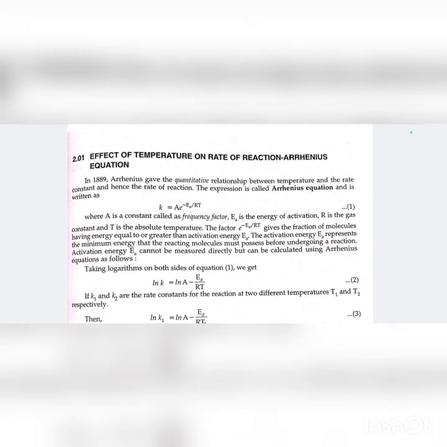Now the next and last topic of this chapter is the effect of temperature on the rate of reaction, that is, the Arrhenius equation. Arrhenius gave the quantitative relationship between temperature and the rate constant and hence the rate of the reaction. This expression is called the Arrhenius equation and it is written as k is equal to A e raised to the power minus Ea divided by RT, where A is a constant called the frequency factor, Ea is the energy of activation, R is the gas constant, and T is the absolute temperature.